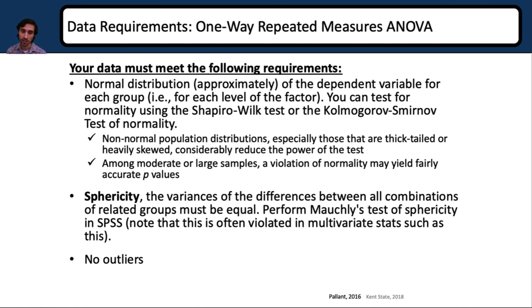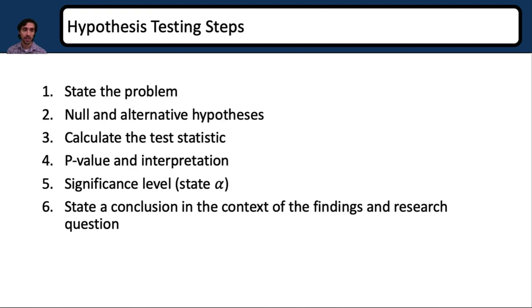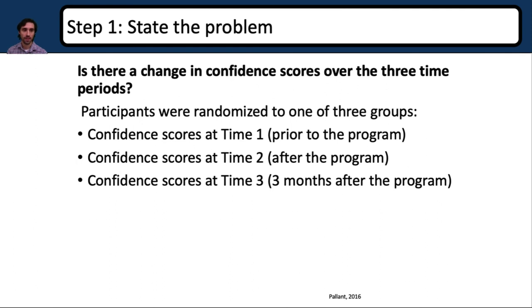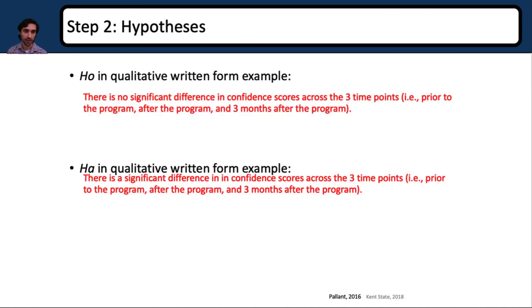You'll use a Mauchly's test of sphericity, and just like as previously stated, hypothesis testing: state the problem, null and alternative, calculate the test statistic, p-value, interpret that p-value, what's your significance or alpha level, state that alpha, and then state a conclusion.